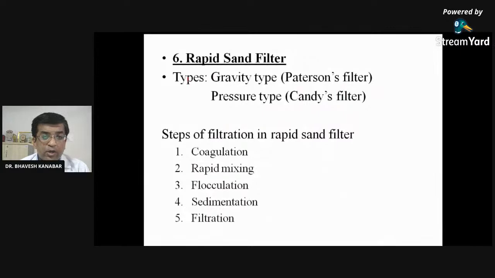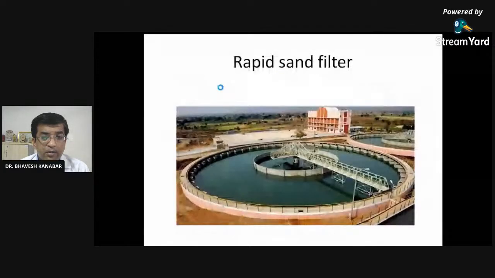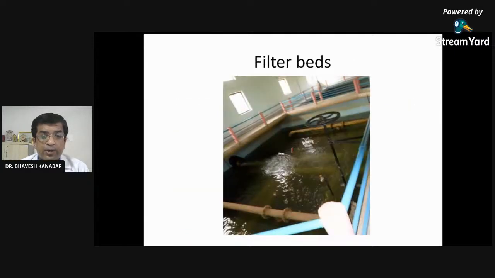city area. So in the rapid sand filter, here is some real photograph of a real rapid sand filter. This is the chamber, the sedimentation tank, and this pool is moving very slowly all round, so it helps in sedimentation. These are the filter beds. There are multiple such filter beds. Below the water surface, there are filter beds. There are many such filter beds.